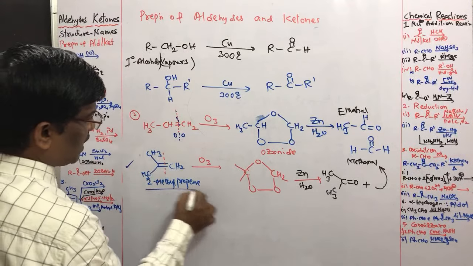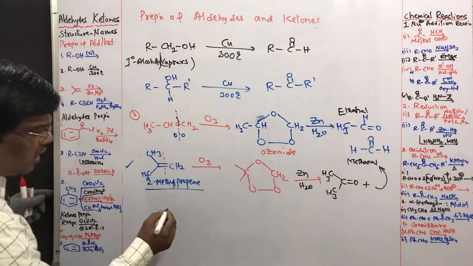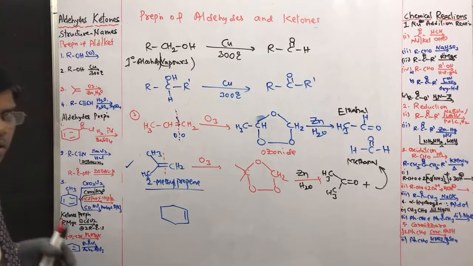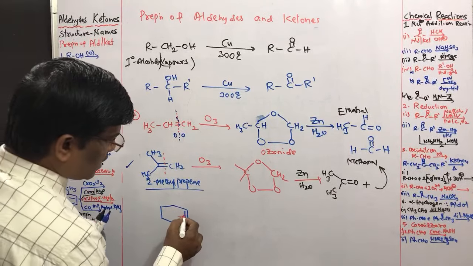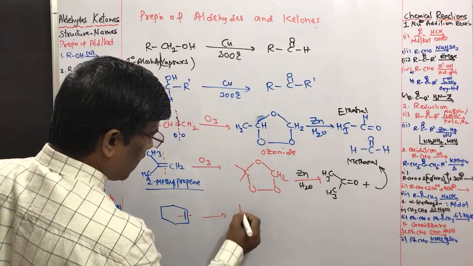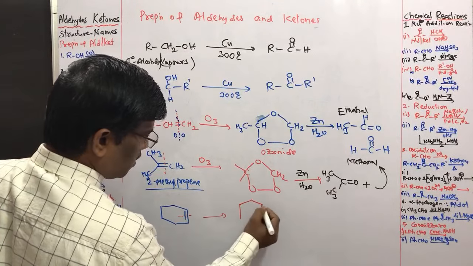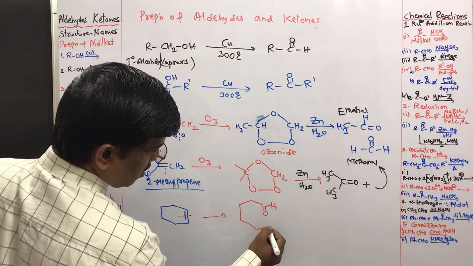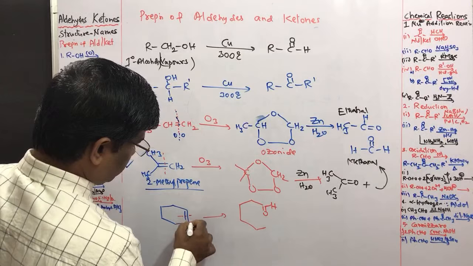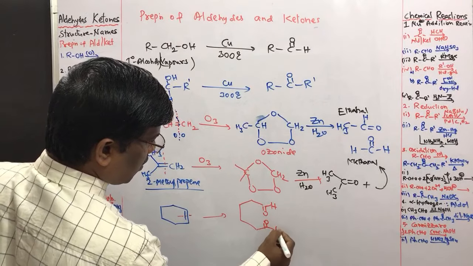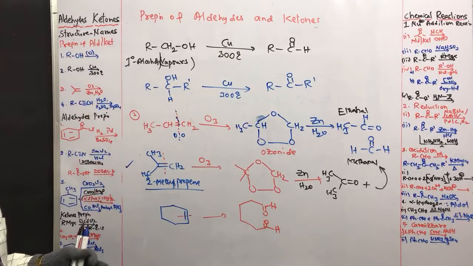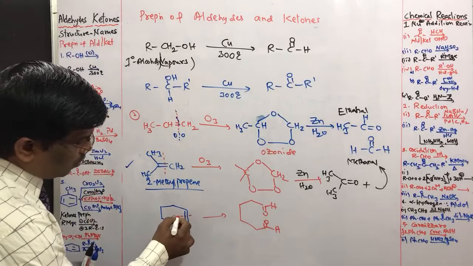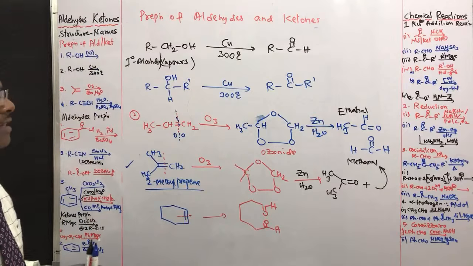Yes students, so methylpropene gives this. Whatever the double bond, let me check this. If I have a double bond here, what am I going to get? Just break here, I am going to get a dialdehyde. So here double bond, here double bond, and O. This is the way you can add oxygen to these alkenes.